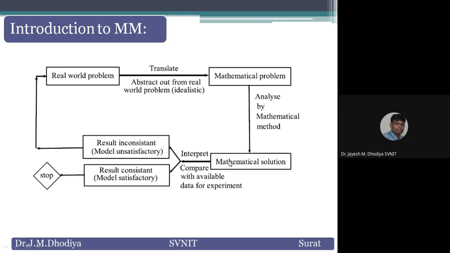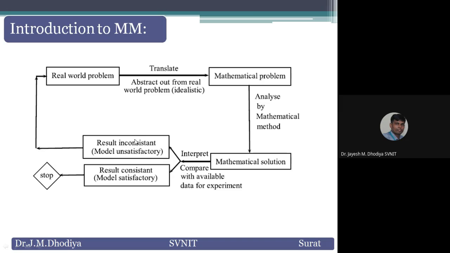We then try to interpret the solution in real world phenomena again. So here we can say there are two things. First we check whether the mathematical solution we achieved is mathematically correct or not. If it is mathematically correct, then we interpret it with the real world phenomena, to see whether it is correct there or not. If it is correct, then we stop the process. Our model is satisfactory and we stop the modeling process.